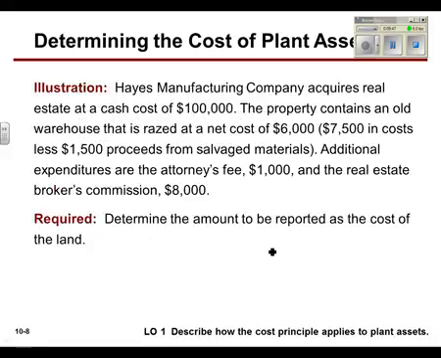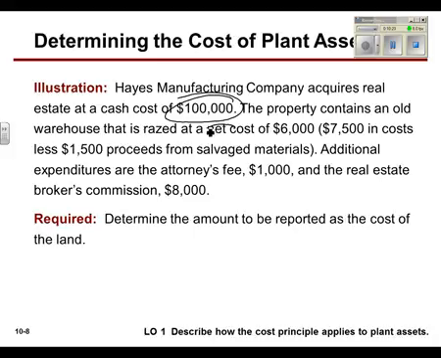How does this look in accounting format? Hayes Manufacturing Company, and this is in your packets, right? Okay. Hayes Manufacturing Company acquires real estate at a cash cost of, well, what do you know, $100,000. Real estate doesn't necessarily mean a building. Real estate can be a chunk of land, it can be a commercial building or living quarters. The property contains an old warehouse that is razed at a net cost of $6,000: $7,500 in costs less the proceeds from the salvage materials, okay?